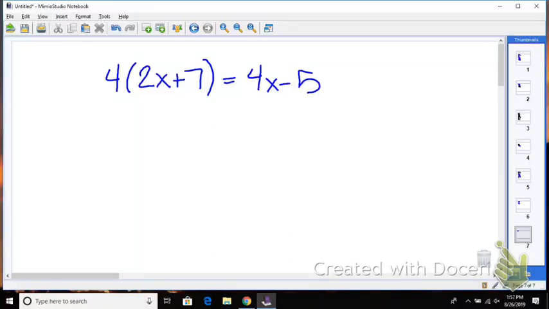Okay, what's the very first step I need to do for this problem? Distribute. Thank you. So I get 8x plus 28 equals 4x minus 5.